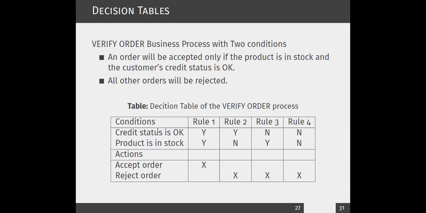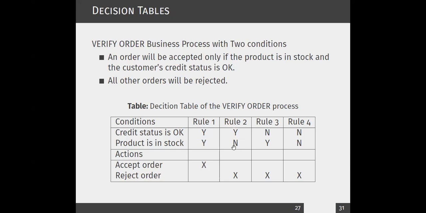So what are the possible outcomes for these two conditions? We know that credit status okay could be yes or no. Product is in stock also could be yes or no. So therefore, we know that there are four possibilities. You can say yes and yes. You can have yes and no, no and yes, and no and no. So what do you mean by yes and yes? That means the customer's credit is okay and we have the product in stock, which means that we can accept it, isn't it? Because both are satisfied.